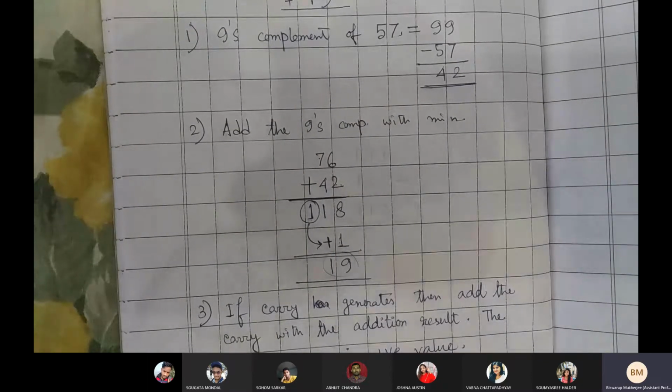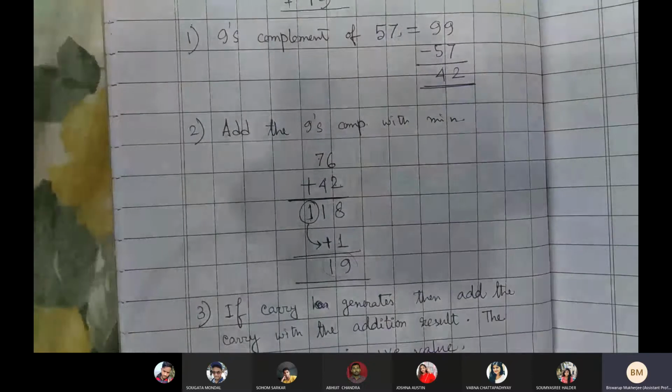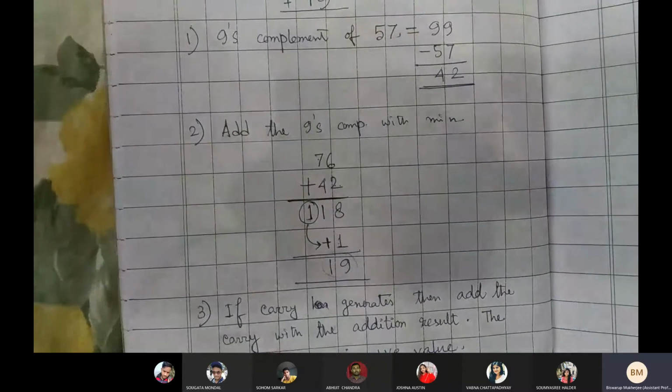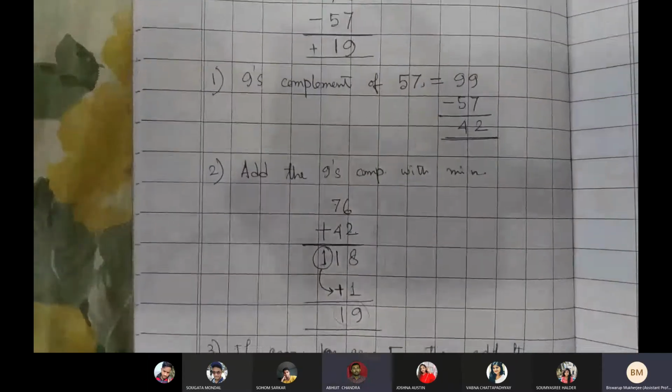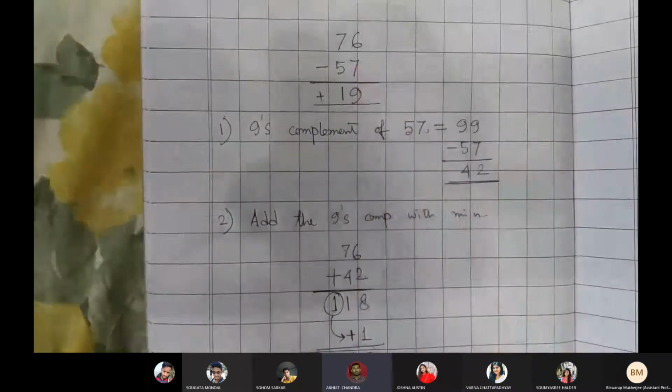Now, let me take the same example, but in opposite. That means the subtrahend and minuend are just flipped. Is that clear? The process? Fine.